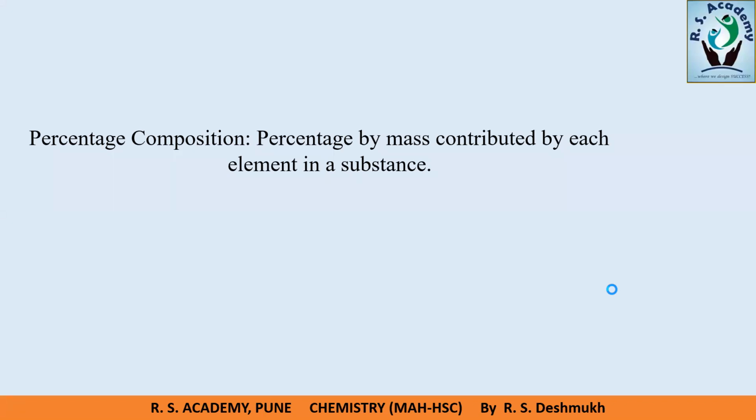So we have seen previously also the percentage composition, that is the percentage by mass contributed by each element. How we find out the percentage composition in any compound? Mass of element in compound upon molecular mass into 100.